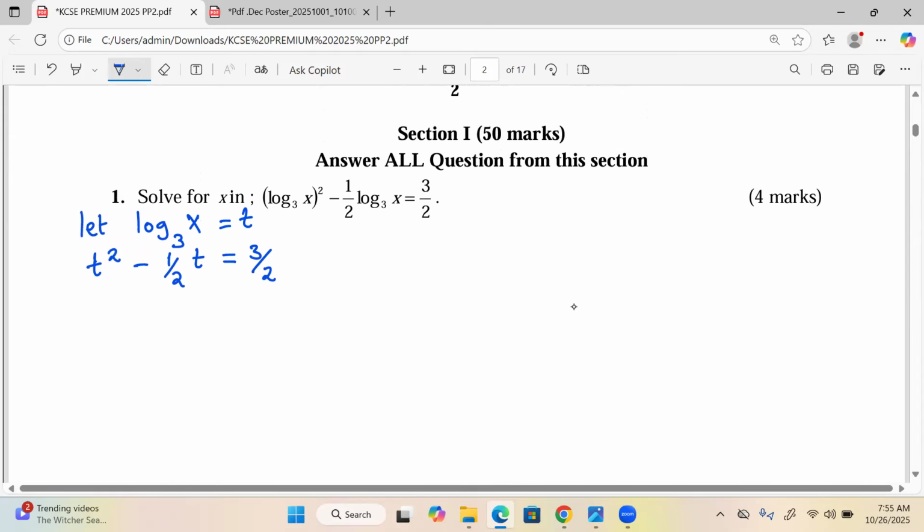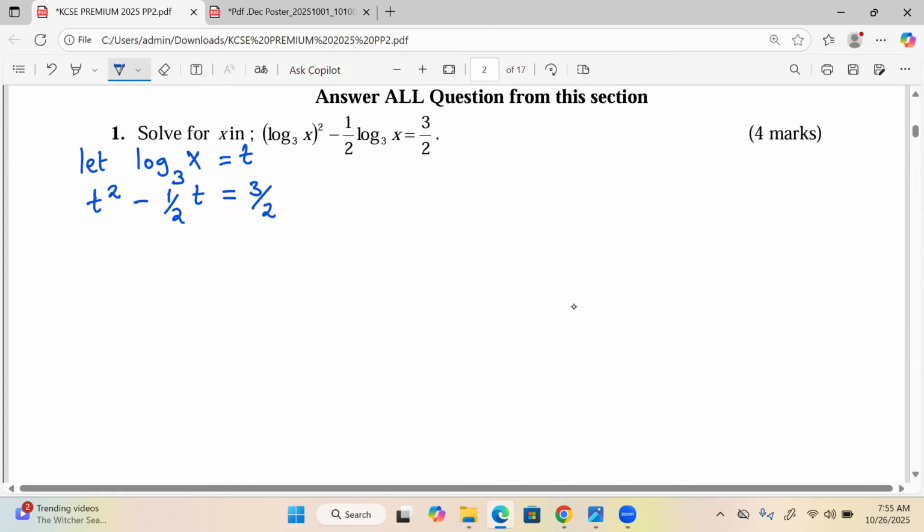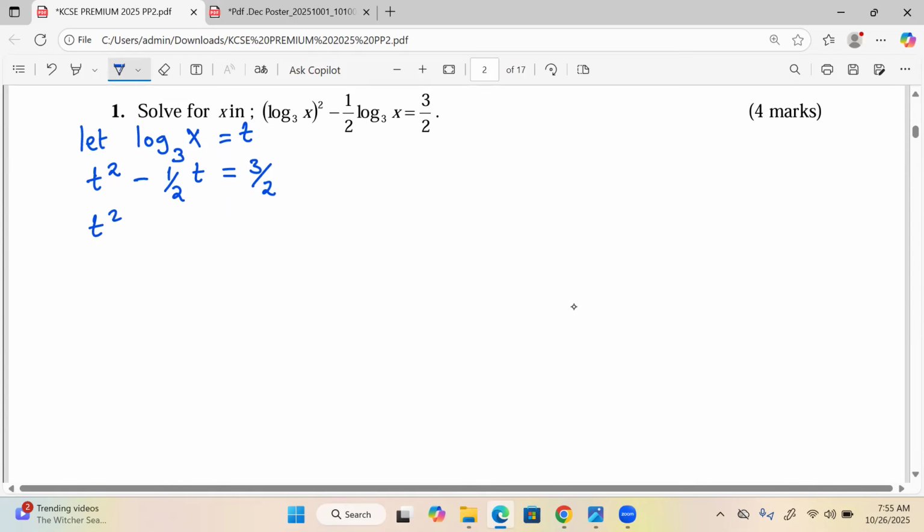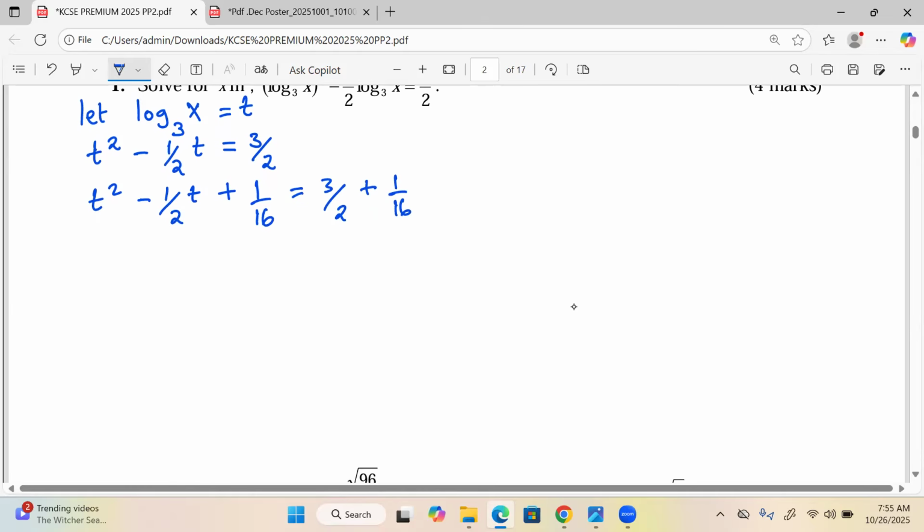And how do we make it a perfect square? By remembering that we're supposed to add a constant c, which is given by (b over 2) squared. Therefore, we can rewrite this as t squared minus half t. Then we add a constant here, which is (negative half divided by 2) squared. So negative half divided by 2, first, it becomes negative a quarter. Then now we square it. So 1 over 16 equals 3 over 2, also plus 1 over 16. So we add the constant on both sides.